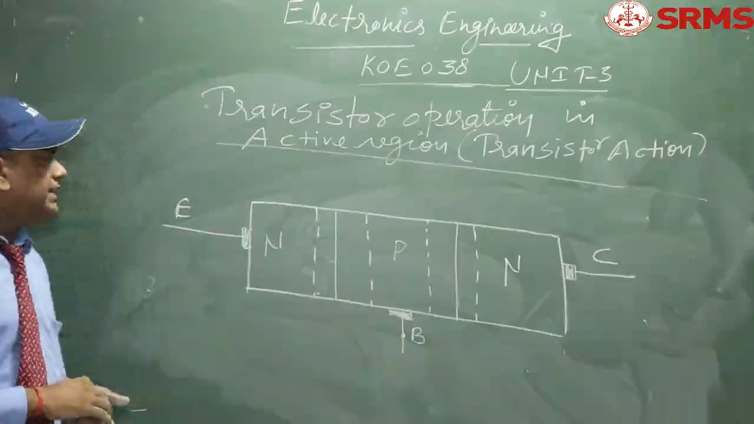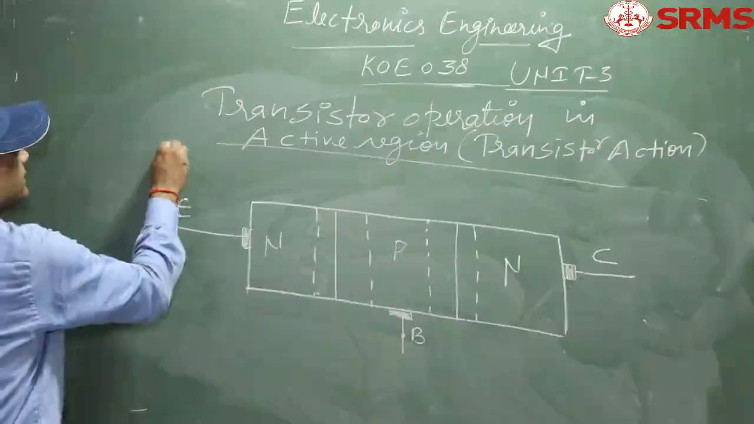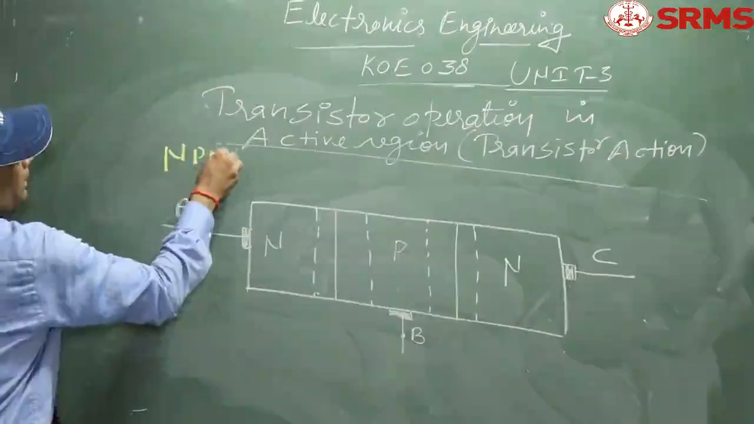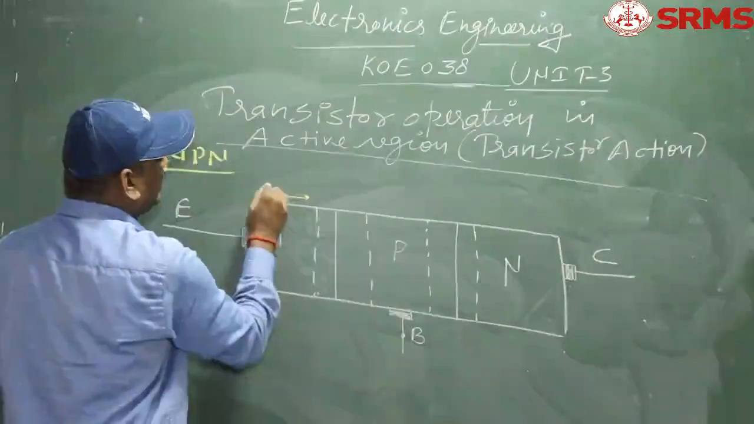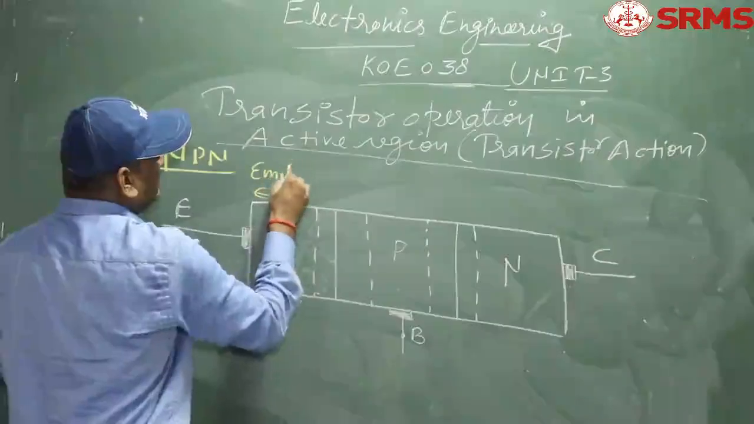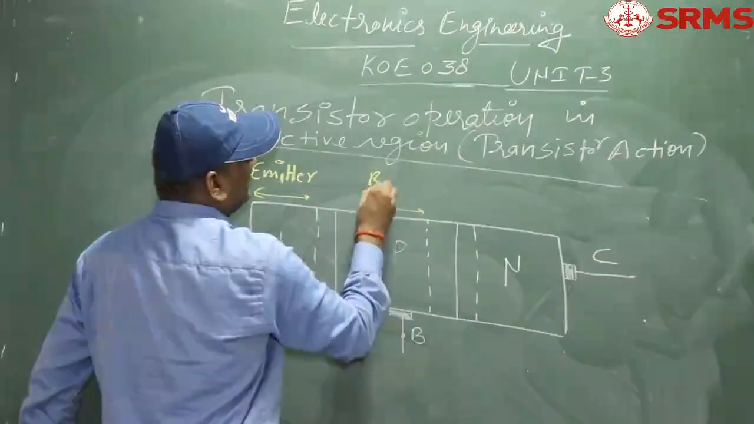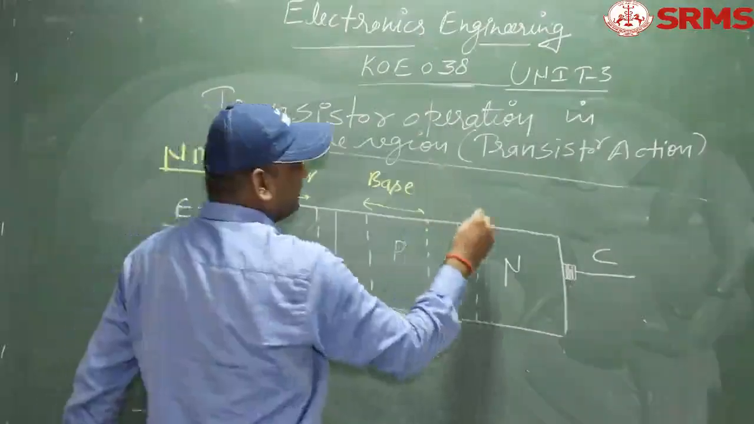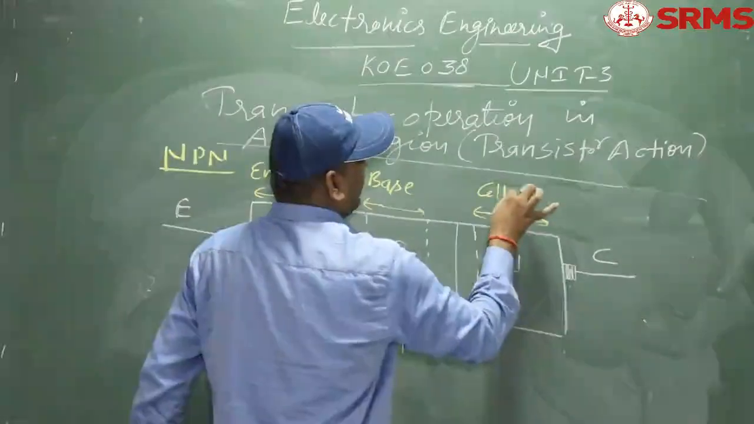So as you can see, this is the construction of an NPN transistor. We start the working of the NPN transistor. Is that clear? Now this region is basically defined as the emitter. This region is defined as the base, and that region is known as the collector.